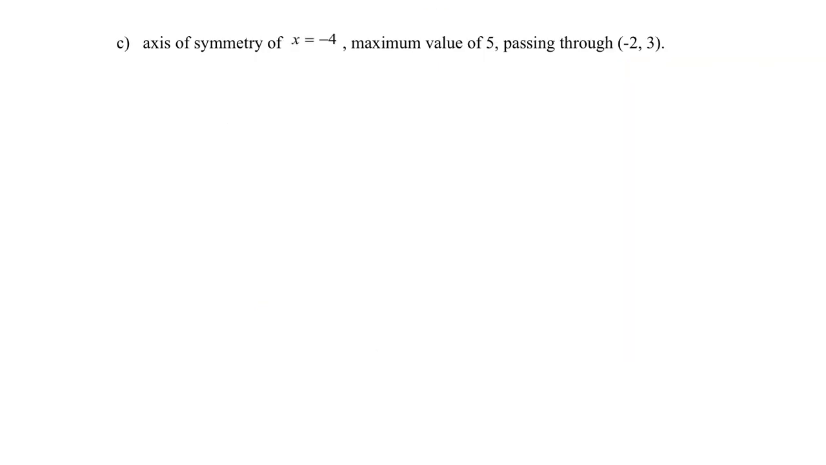Now, okay, I want you to give problem C a go. Try it on your own. Pause it now. Okay, we're back. So you'll notice I gave you some different properties this time. I gave you the axis of symmetry was x equals -4. I gave you a maximum value of 5, and I told you a point it was passing through.